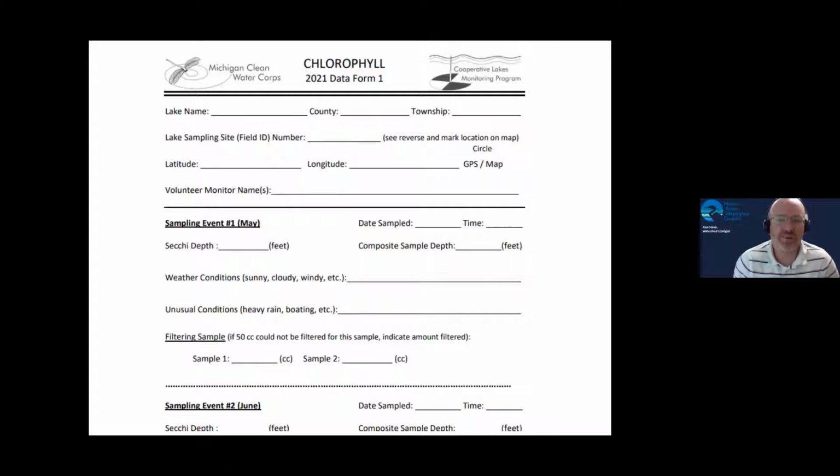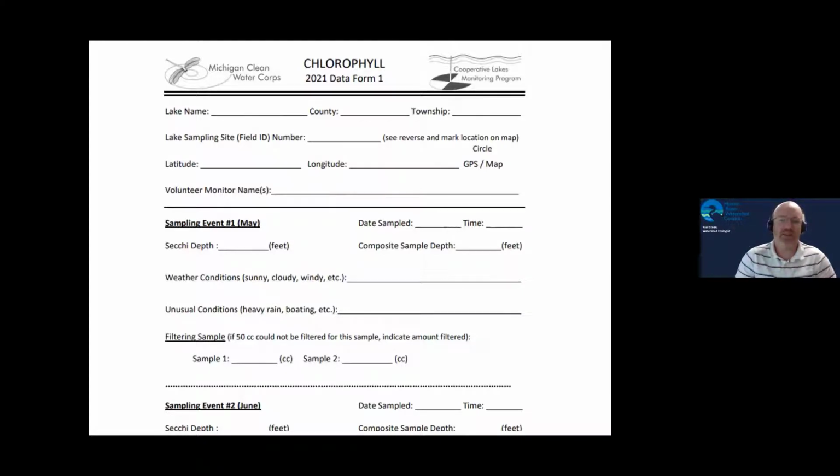This is what your chlorophyll data form will look like. We ask you a lot of the same things in every single data form you'll fill out. We'll ask you your lake name, your county, your township, your field ID number. That's that 6-digit number that everyone will have.